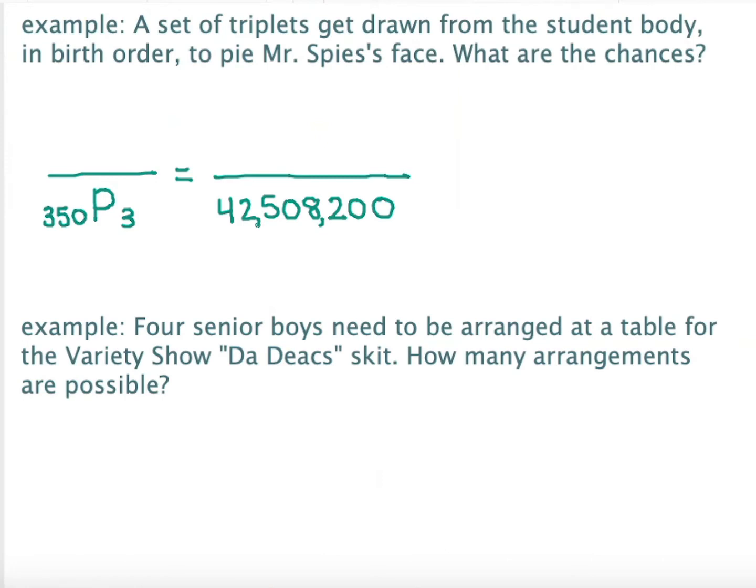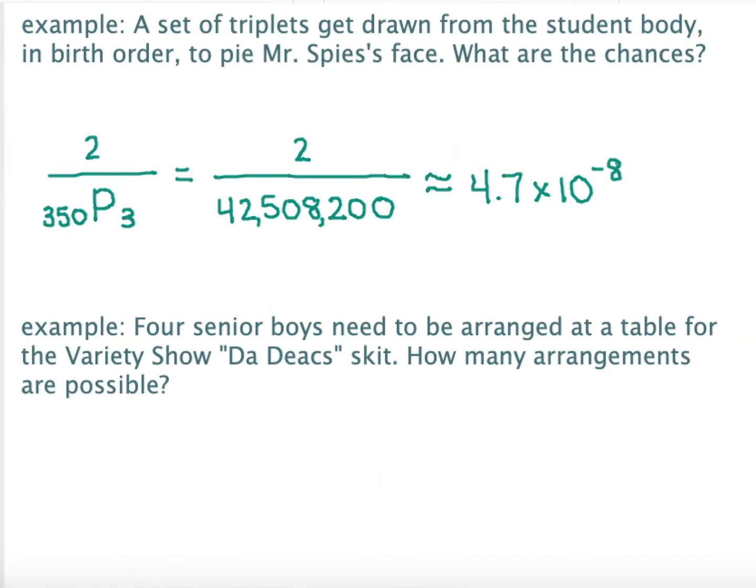And currently I can think of 2 sets of triplets, and if we care about the order, there would only be 2 groups out of those 42 million groups that would include our sets of triplets in birth order. So I would say that our probability would only be 2 out of over 42 million. So what are the chances? So low.